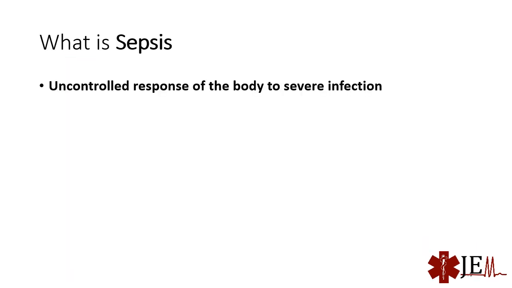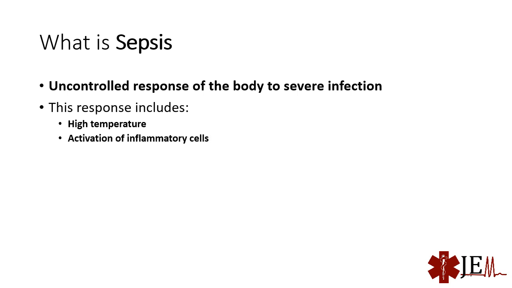So what is sepsis then? So sepsis is the uncontrolled response of the body to severe infection. So let's first think about our normal response, and then we can think about how sepsis is different. So our response includes a high temperature. So this is part of your immune system and immune response to infection to fight off the infection and stops bacteria from multiplying.